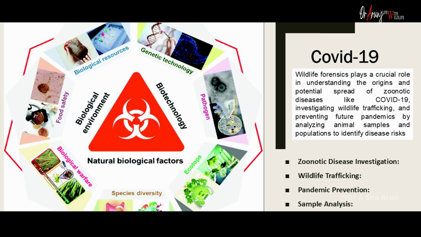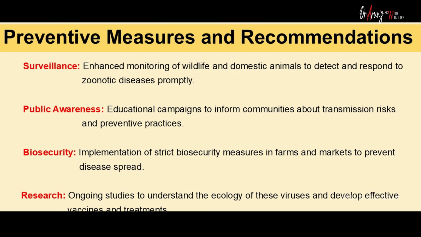Of course, all these outbreaks definitely need specific and strong preventive measures and recommendations, and a few of them I really wanted to discuss here. The first one is surveillance: enhanced monitoring of wildlife and domestic animals to detect and respond to zoonotic diseases promptly. The second preventive measure is public awareness: educational campaigns to inform communities about transmission risk and preventive practices are really important. And the third preventive measure is biosecurity.